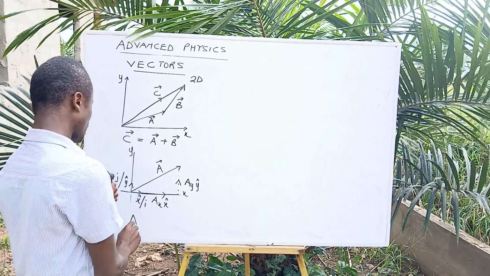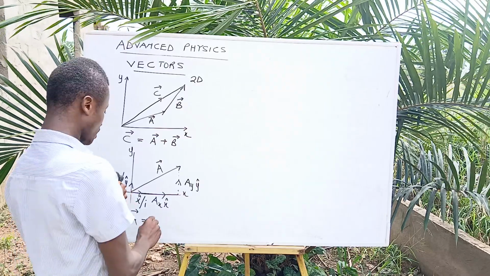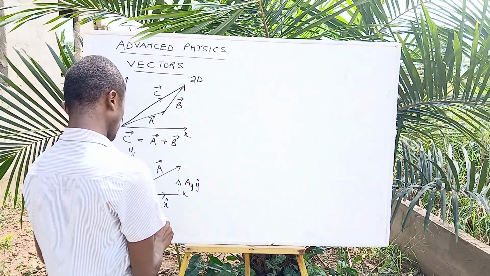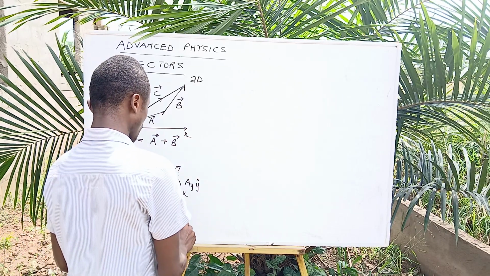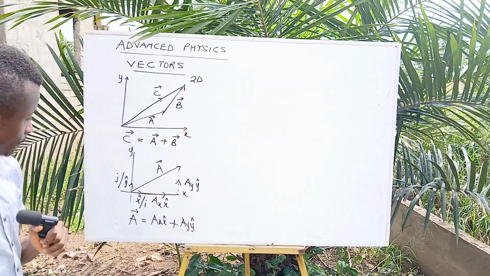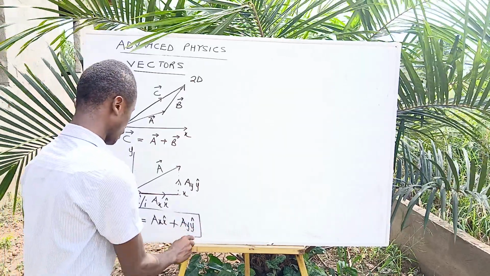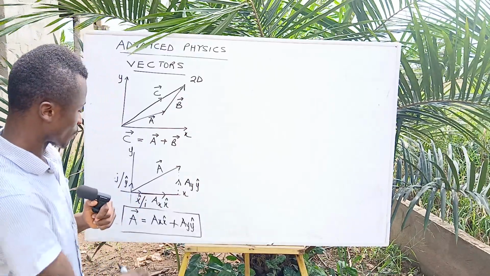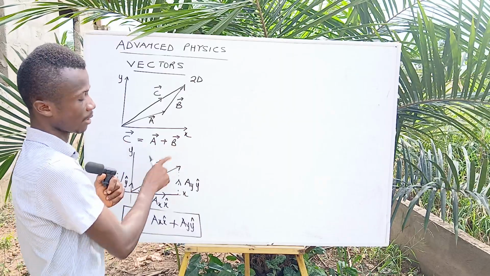So vector A can be decomposed as ax in the x roof direction, or i direction, plus ay in the y roof direction. That is how to decompose a vector. This is also reflecting how we add vectors, the same way we did for C, being A plus B.